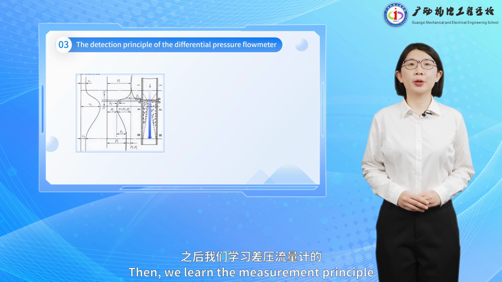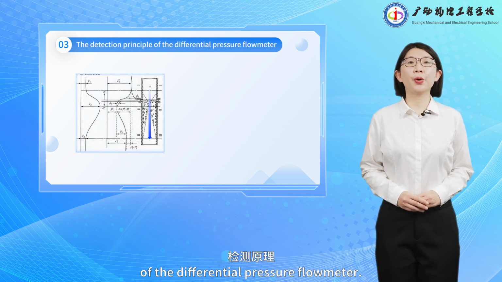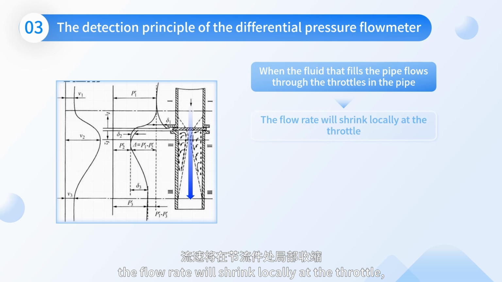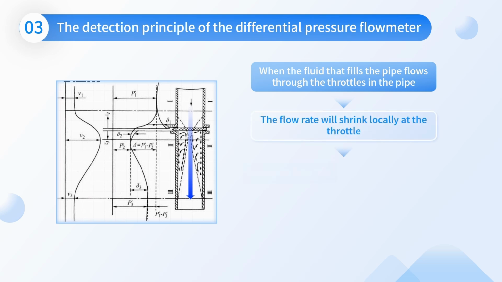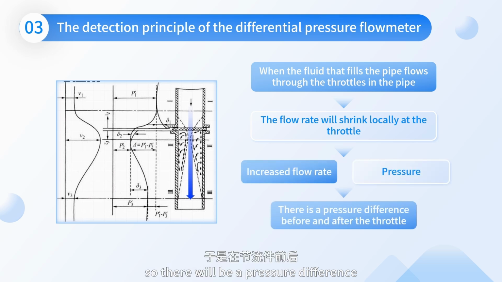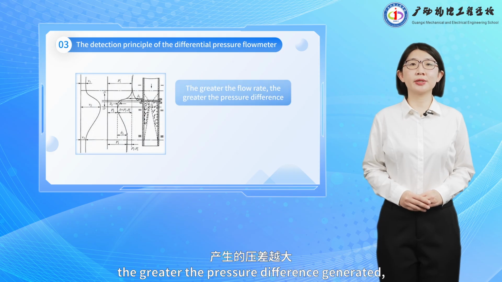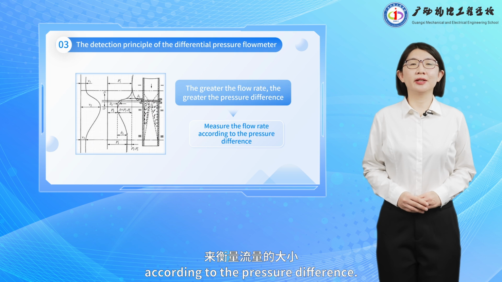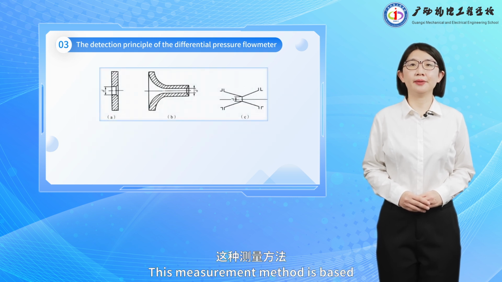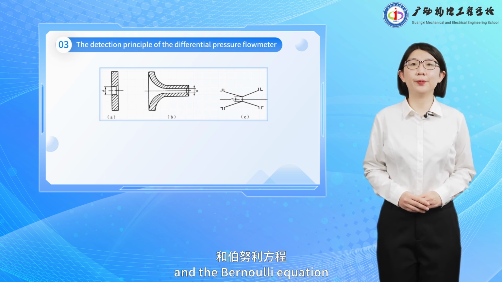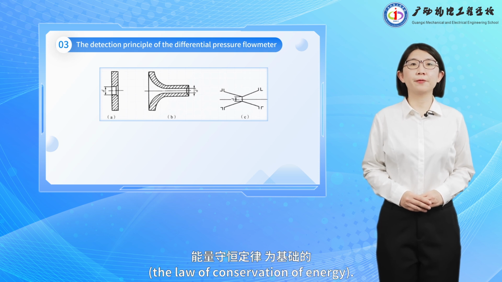Then, we learn the measurement principle of the differential pressure flowmeter. When the fluid that fills the pipe flows through the throttle in the pipe, the flow rate will shrink locally at the throttle. And when the flow rate increases, the static pressure will decrease, so there will be a pressure difference before and after the throttle. The larger the fluid flow, the greater the pressure difference generated, so that the flow rate can be measured according to the pressure difference. This measurement method is based on the fluid continuity equation, the law of conservation of mass, and the Bernoulli equation, the law of conservation of energy.